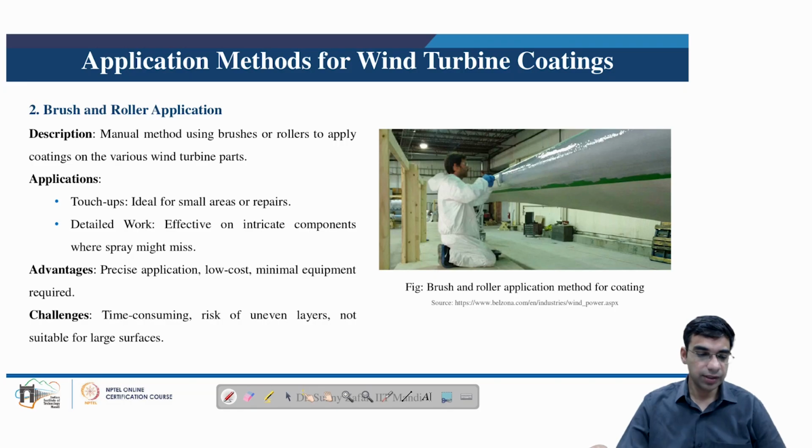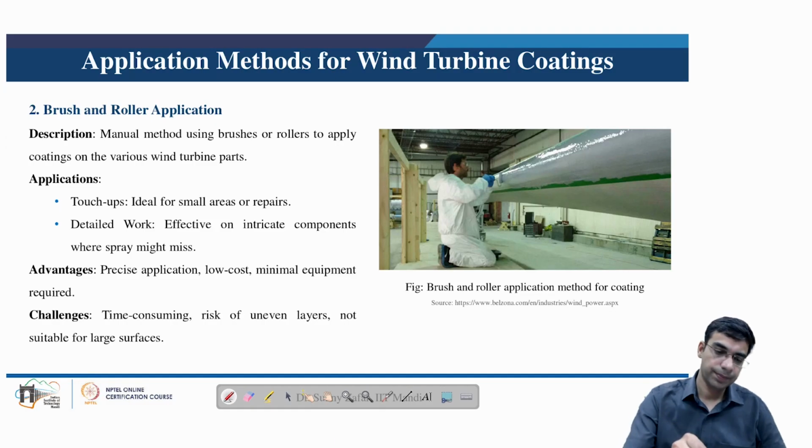Next are the brush and roller. These are the manual methods in which rollers and brushes are used to apply the coating materials for the wind turbine parts. These are ideal for small regions or repairs, for touch-ups or detailed work, effective for intricate components where spray might miss the area. So these are known to have a precise application, low cost and minimal equipment requirement. The challenges in this process include being time consuming, risk of uneven layers, and not being suitable for large surfaces.